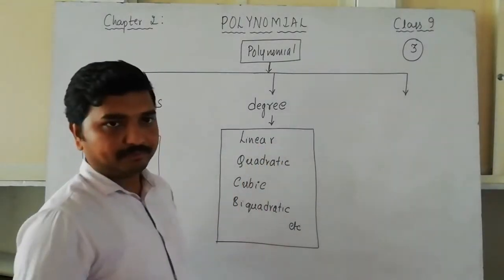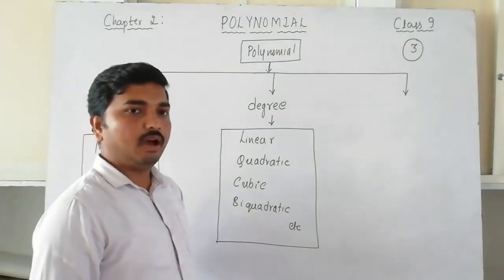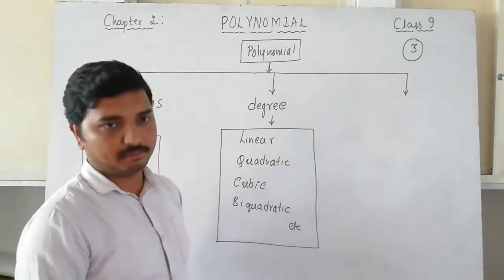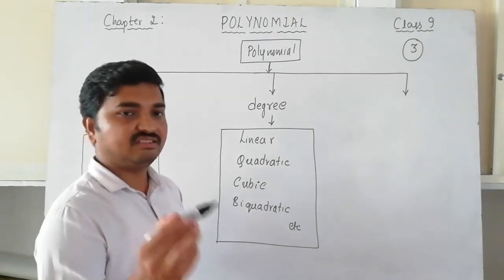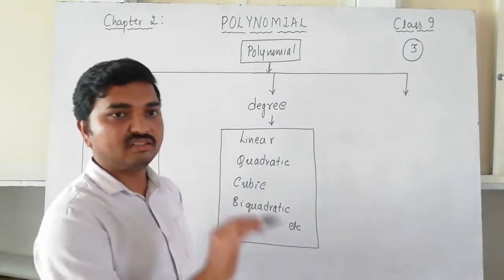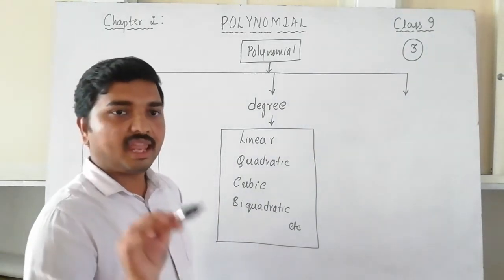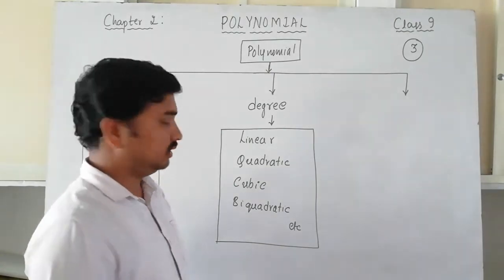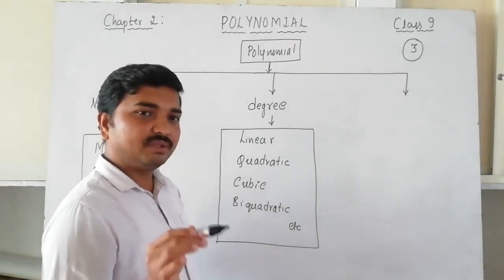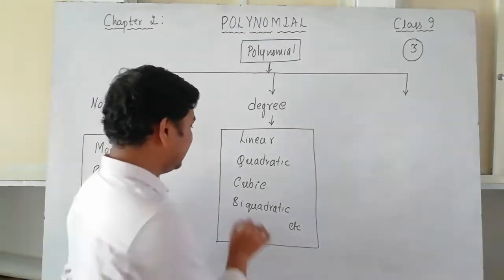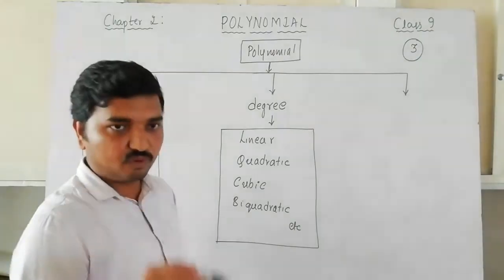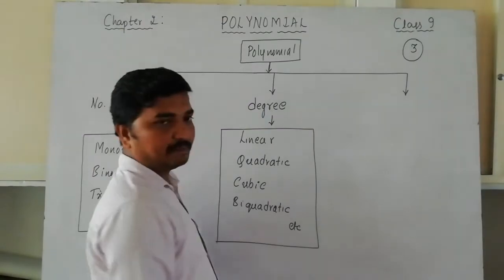Linear polynomial: a polynomial of degree 1 is called a linear polynomial. So if you consider a polynomial and it has degree 1, then it is called linear. Suppose its degree is 2, then it is a quadratic polynomial. Suppose the degree of the polynomial is 3, then it is called a cubic polynomial. Suppose its degree is 4, it is called a biquadratic polynomial.